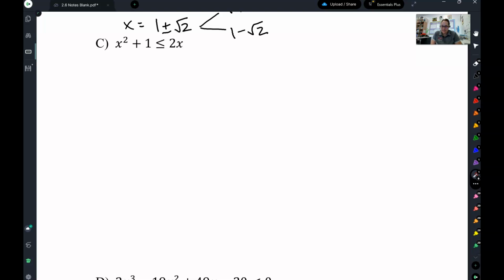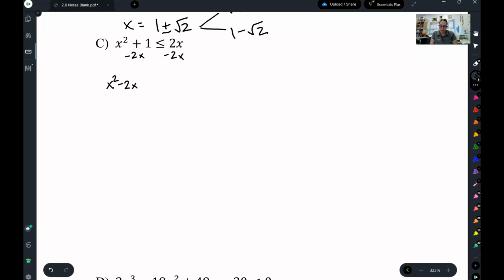Let's look at part C. I'm going to start going faster with this. Step 1 was to bring everything to the same side. So I have x squared minus 2x plus 1 is less than or equal to 0. Step 2 was to highlight what we're solving for. We are looking for less than 0, so I am looking for my negative sections. Less than 0 is below the x-axis.